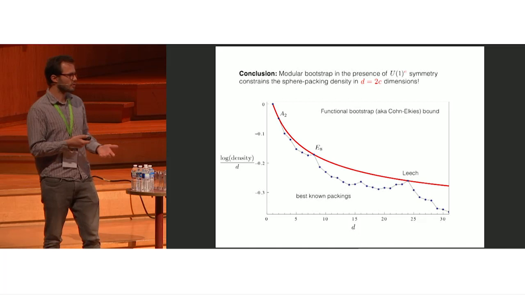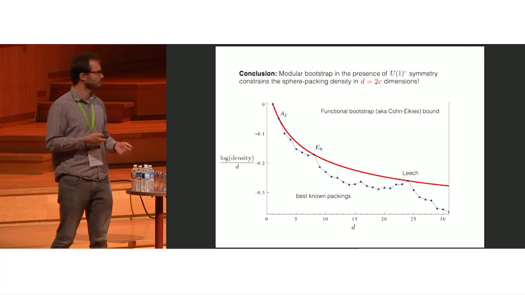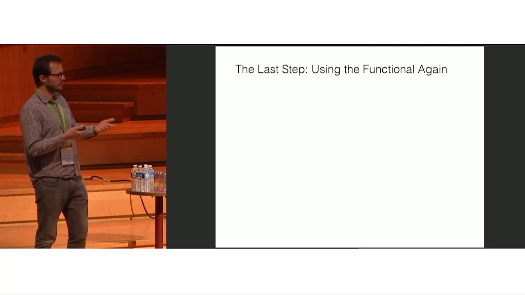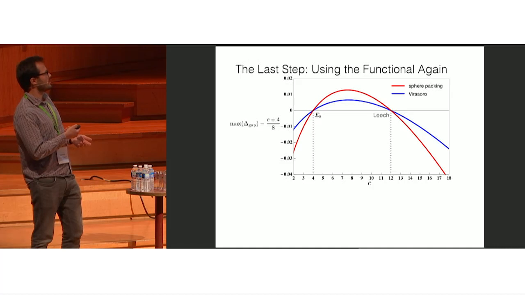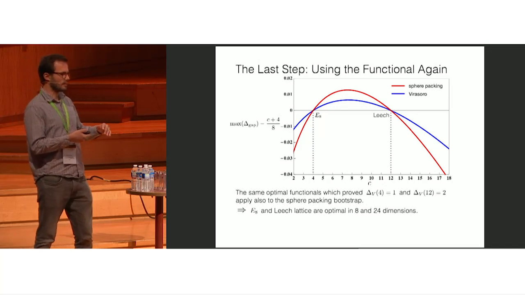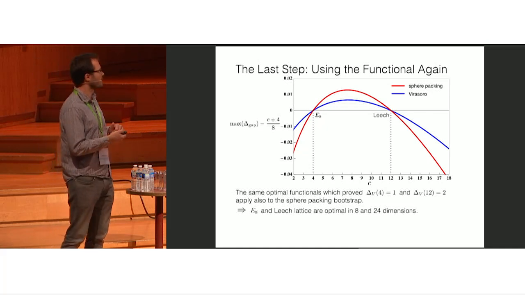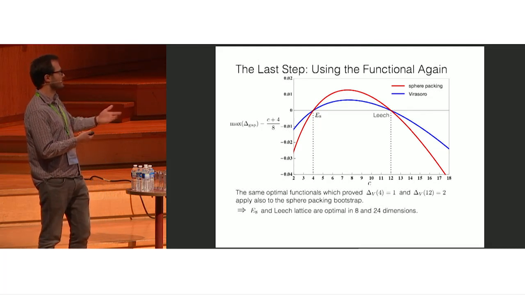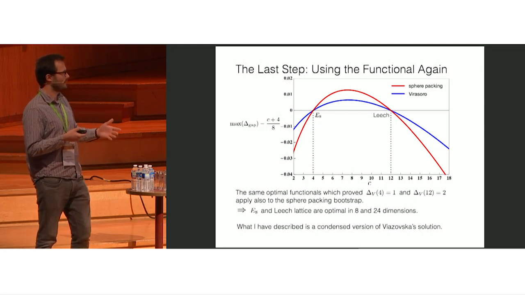So to complete the proof, the solution, you need to show that it is precisely saturated at these two points, which you cannot really do with the numerics, but you need to figure it out analytically. So the last step is, we already saw this idea to prove the optimality of the saturation of some bound. You can use the analytic functionals again. So here's another plot where I showed the comparison between the Virasoro bound and a sphere packing bound. You see that at c equal 4 and 12, they coincide with this 1D bound, (c+4)/8. And in fact, you can use the exact same functional that was first seen in 1D conformal bootstrap, and I explained how to use it in the Virasoro bootstrap. You can use it also here for the sphere packing bootstrap, and you show that E8 and Leech lattice are indeed optimal in 8 and 24 dimensions. So what I have just described is a very condensed version of Viazovska's solution.